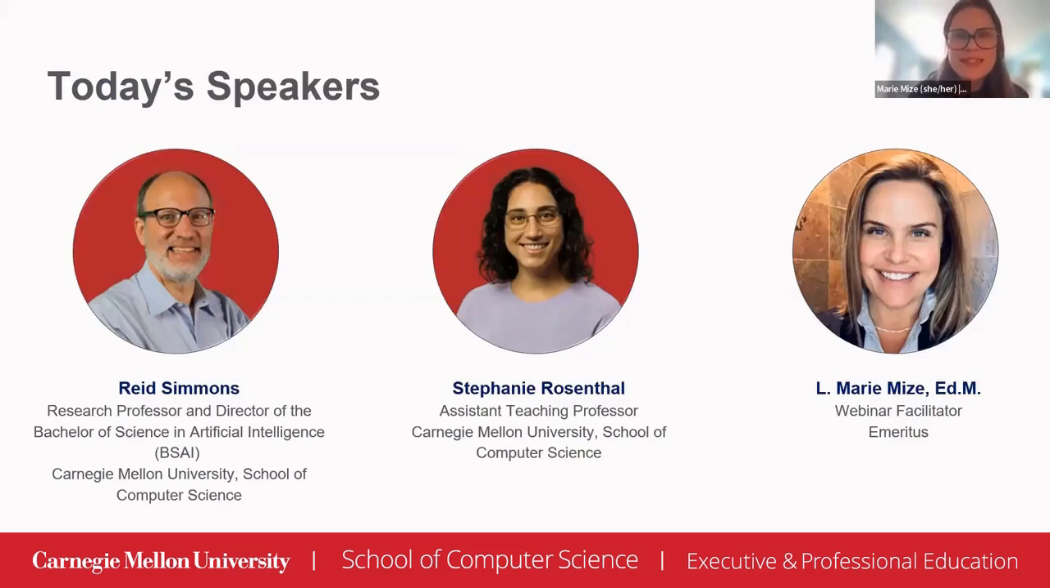Firstly, we're joined here by Reed Simmons, who's a research professor and director of the Bachelor of Science in Artificial Intelligence at Carnegie Mellon University School of Computer Science. Professor Simmons, would you like to jump in and say hello? Yes, I'd like to say hello to all the participants here. I've been doing artificial intelligence for 40 years and robotics for about 35 years. I am very much interested in both aspects of symbolic artificial intelligence, probabilistic artificial intelligence, and machine learning, and especially how they all apply to autonomous systems.